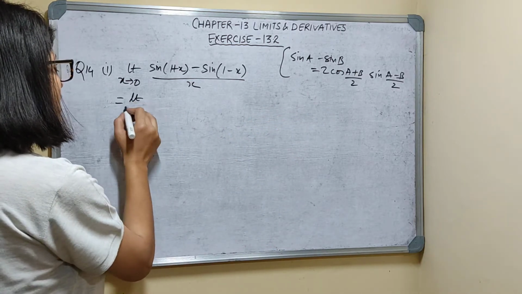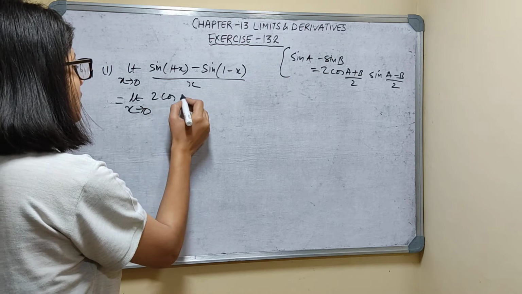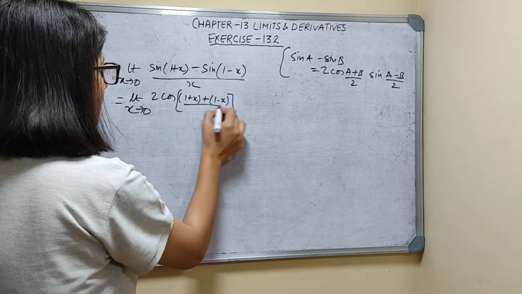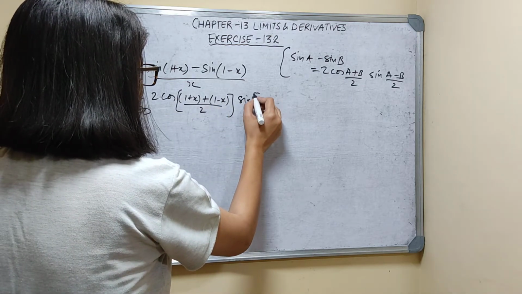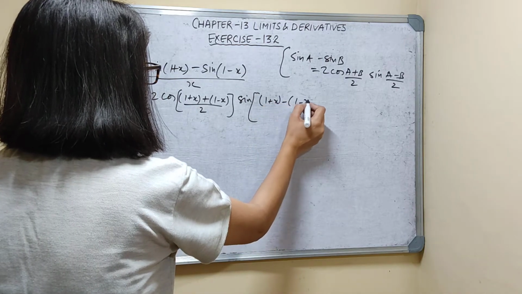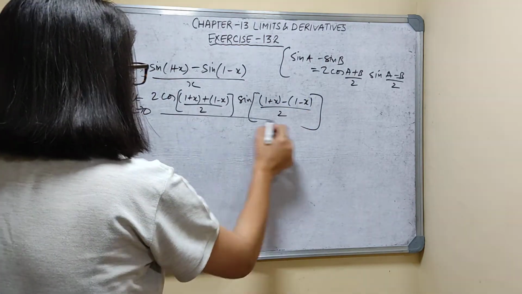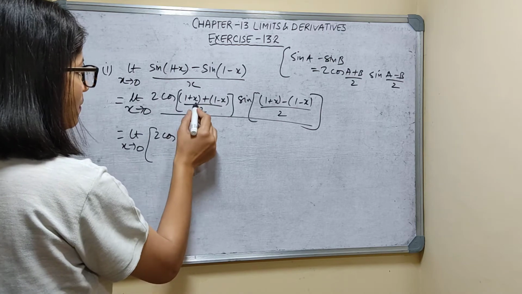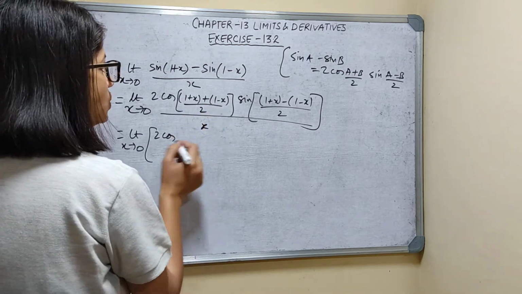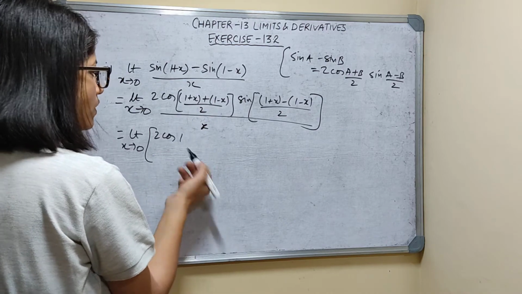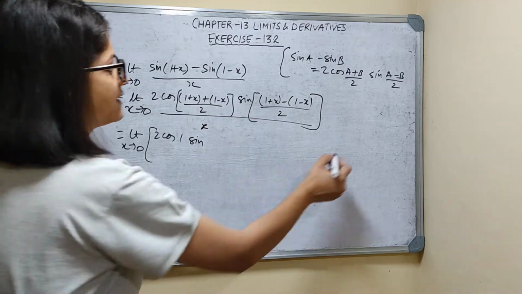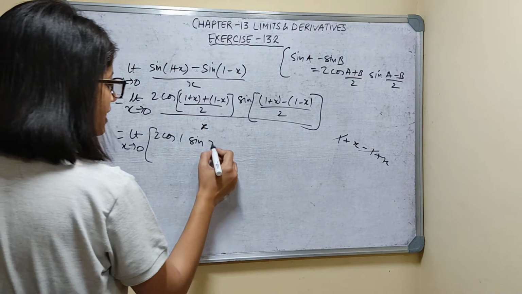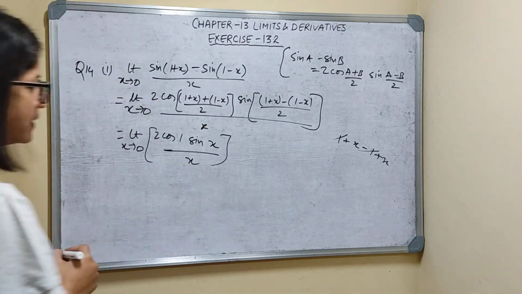So I can write here limit x tends to 0, 2 cos (A plus B)/2, so (1 plus x plus 1 minus x)/2, upon 2 sin (A minus B)/2, so (1 plus x minus 1 plus x)/2, upon x. So 2 cos 1, the x and x cancel, 2 by 2. Here it is sin x upon x. 2 cos 1 sin x upon x.